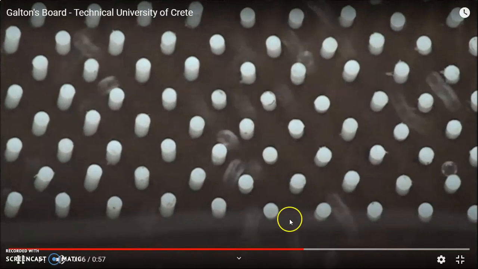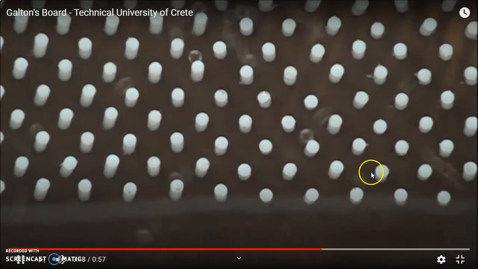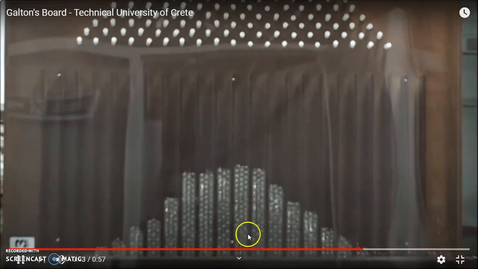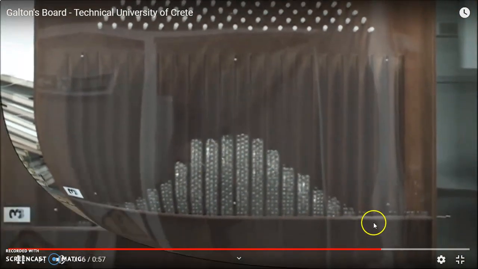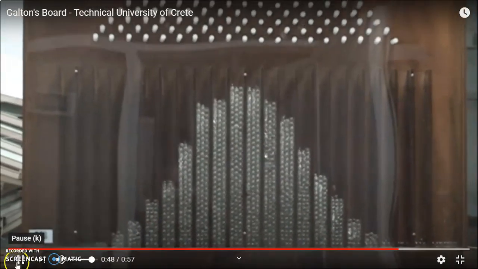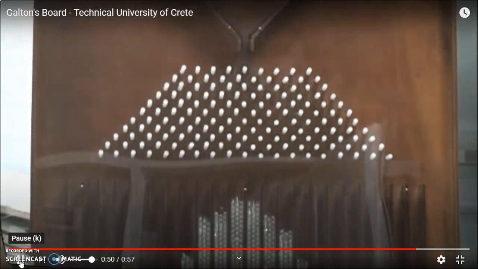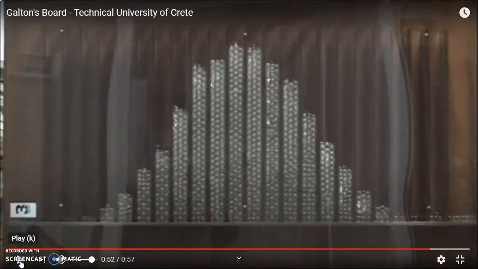And then as the balls collect in the bins below the pegs, we can see the balls collect in this kind of shape. Oh, that's starting to look like a normal distribution. It's definitely looking like a normal distribution. There's the final shape there.